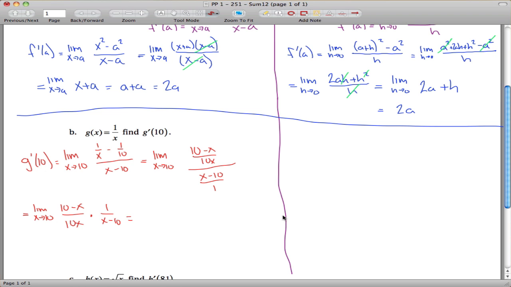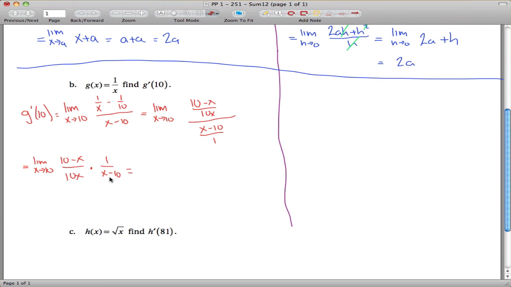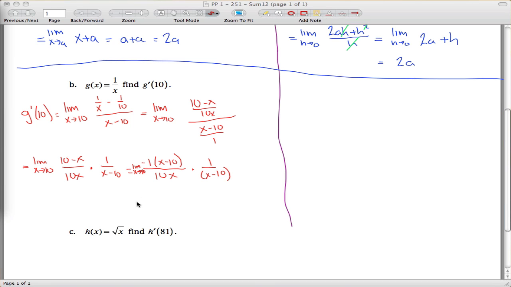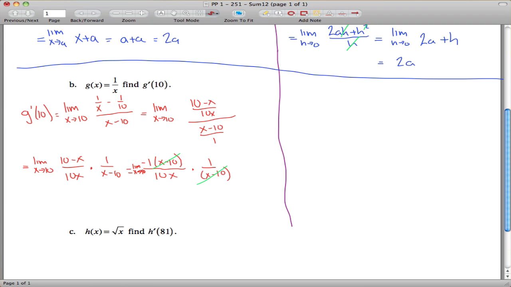Still can't evaluate this. Try making all the x's 10s, you'll still get 0 over 0. But this form is preferable because I can almost cancel here. The 10 minus x and the x minus 10 almost cancel. They don't quite cancel, but if you factor out a negative 1 from 10 minus x, you get exactly x minus 10. And I guess really I should write the limit as x approaches 10 of this mess. But this mess is a good mess because this and this cancel out. And so now we have a limit we can evaluate.